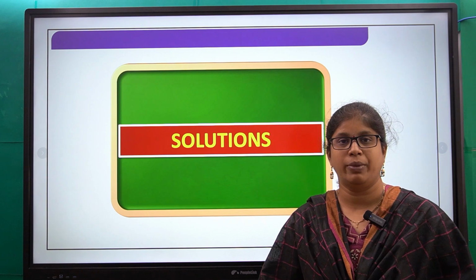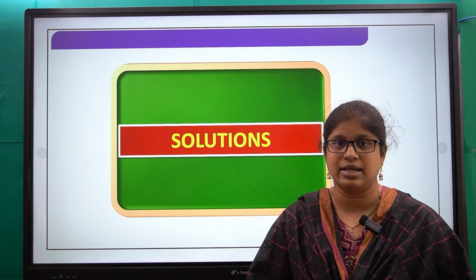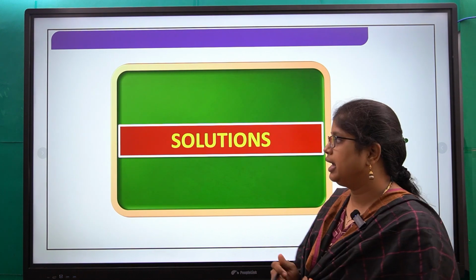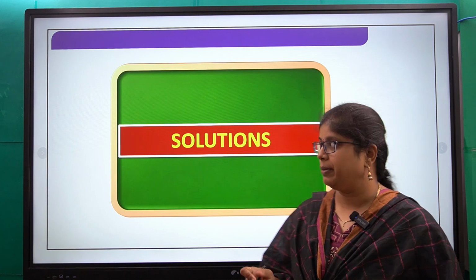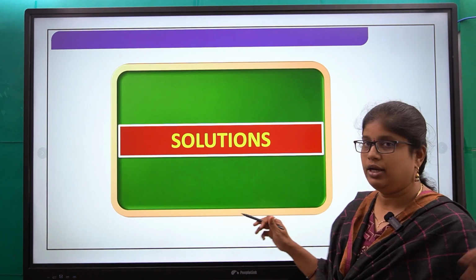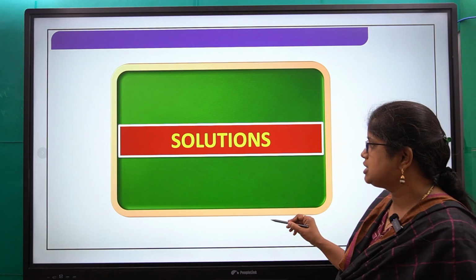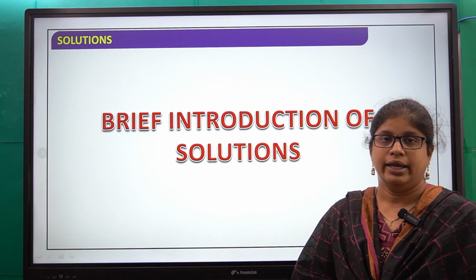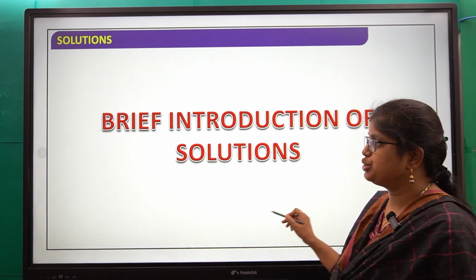Mainly from this topic we will get numericals. Until and unless we understand this concept we can't do those numericals, so we have to concentrate more on this topic. Just try to understand the concept of these solutions. First, in this session we will discuss a brief introduction to solutions.